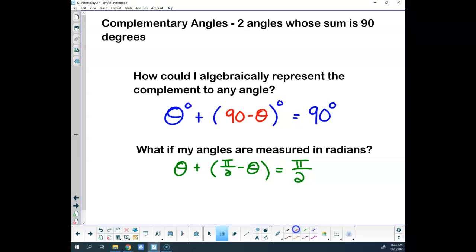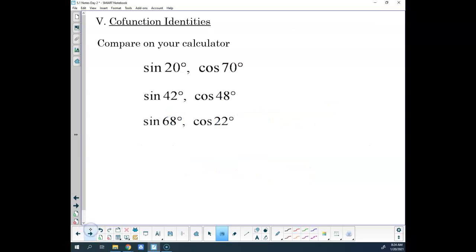Now I'd like to show you a cofunction again. If you have a calculator, get one out. Make sure it's in degrees, first off. And you find me the sine of 20 degrees, and I'm going to find the cosine of 70 degrees.